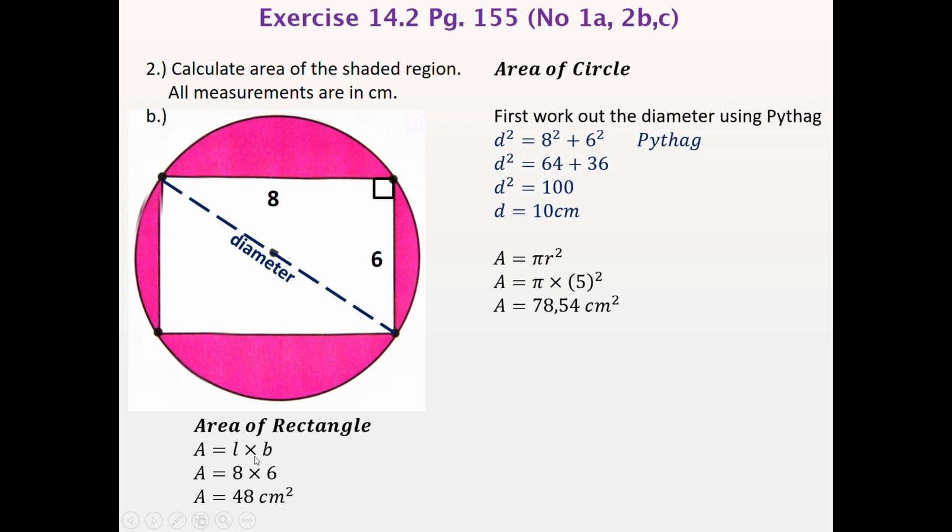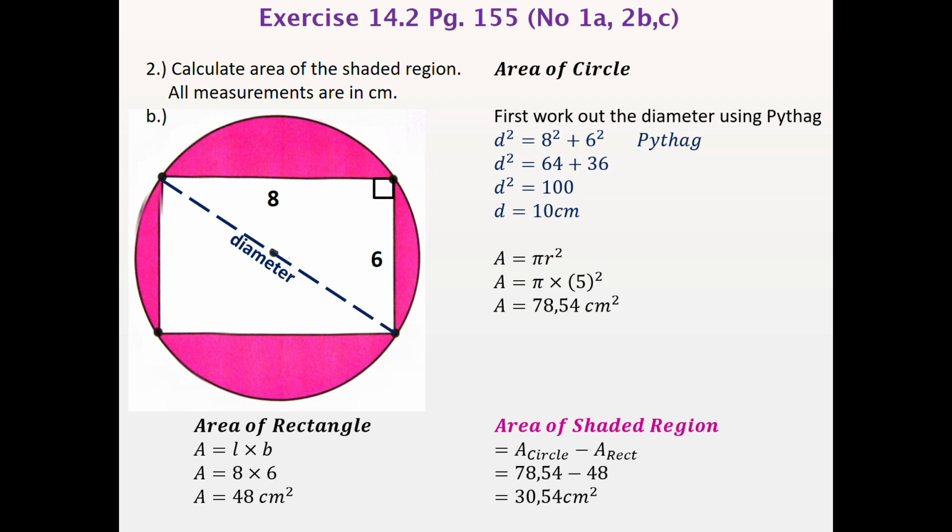Okay, so I've got the area of the rectangle and I've got the area of the circle. Now I need to calculate the shaded part because that's what it actually asked for, so the pink part. Okay, so for the area of the shaded region, I need to subtract the rectangle. So the area of the circle minus the area of the rectangle, and if I find the answer to that, you should have got 30,54 centimeters squared.